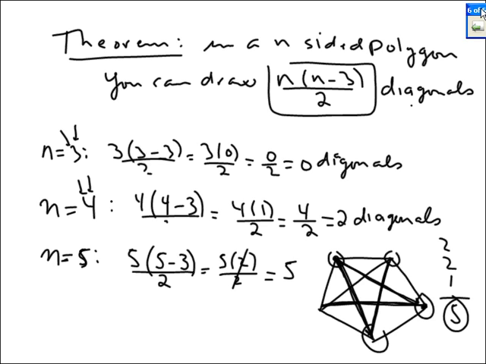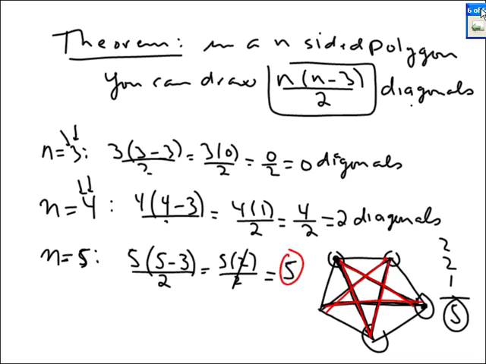The diagonals are 5. There are 5 lines. I'll draw them in red. Hopefully it'll come out. 1, 2, 3, 4, 5 diagonals. Exactly what the formula said it will be.